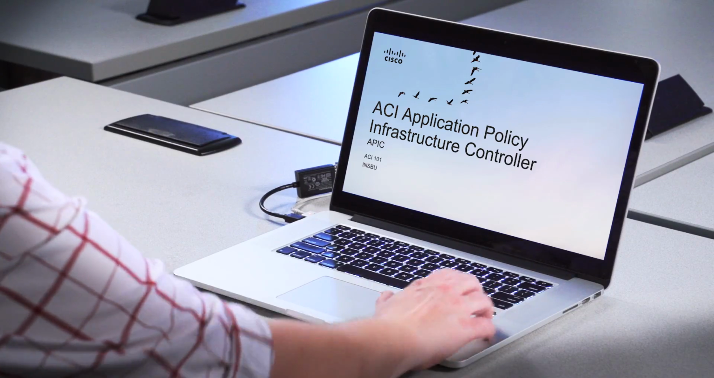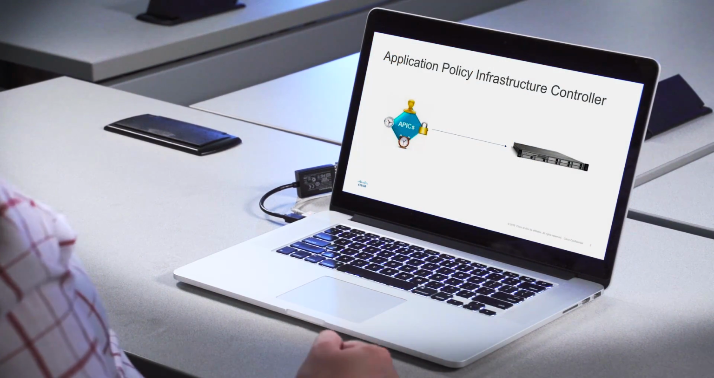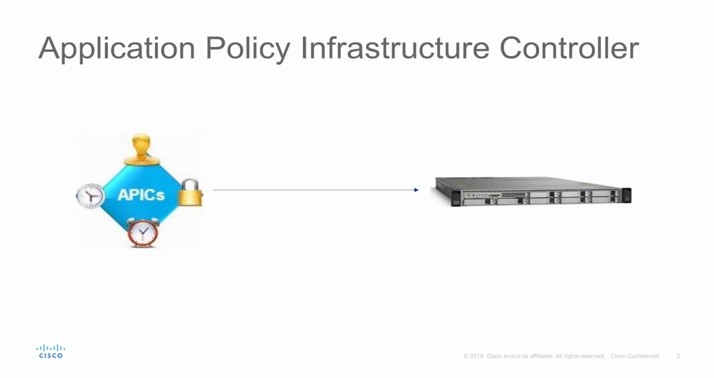In this particular video, we're going to talk about the Application Policy Infrastructure Controller, or the APIC, if you will. Now, every common SDN solution uses a controller, which manages the network. And in the case of ACI, we have the APIC. Now, the APIC does a lot more than just manage the ACI fabric, and we're going to get into all of that. But let's talk about what it really is physically.